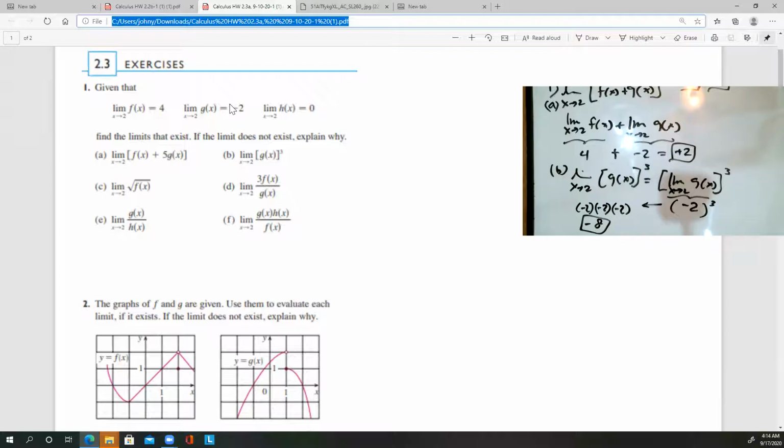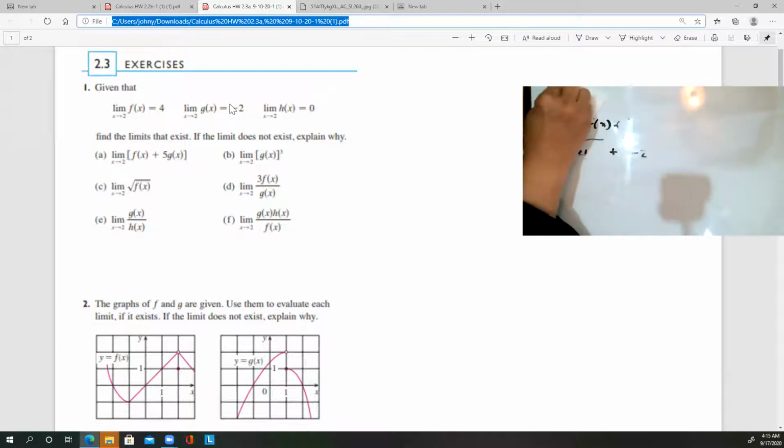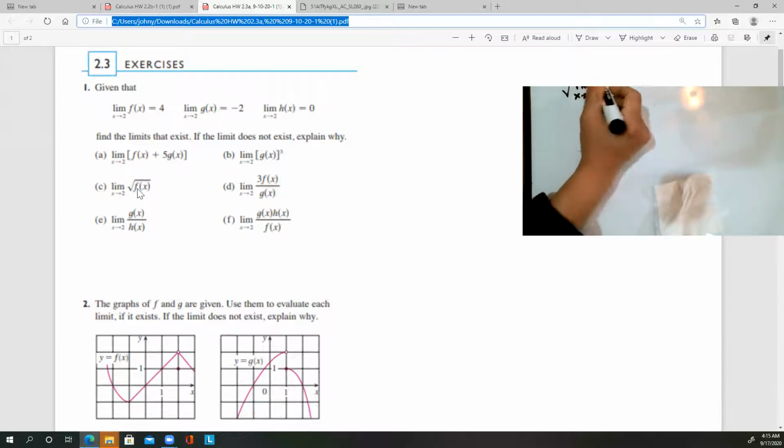Part C is a little bit tricky. Actually, number 3 is not tricky. I believe part D might be a little bit tricky. Anyways, let's try to work this out. Erase this first. So part C is the limit as x approaches 2 of the square root of the function. So we could put the limit on the inside. That's the same thing as the square root of the limit as x approaches 2 of this function f of x.